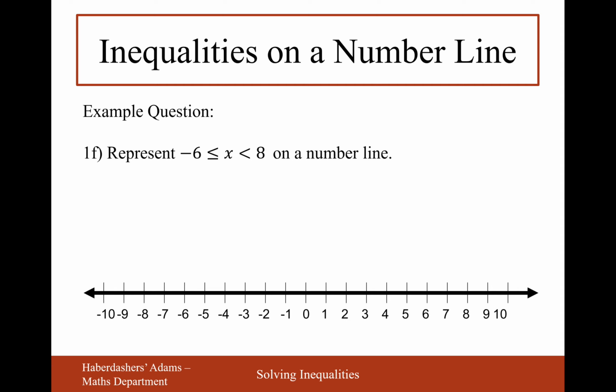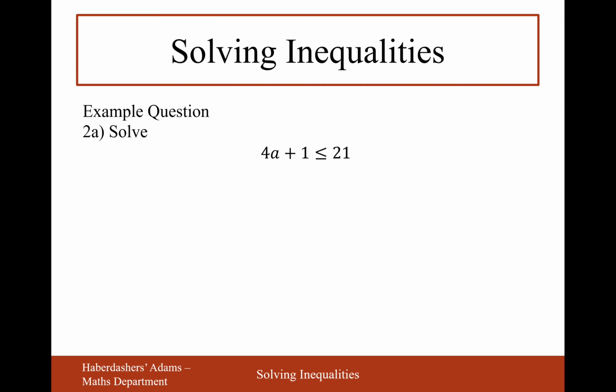Moving on to the next one, minus 6. It could equal minus 6, so I'll have to colour in my circle at that point. But then up to 8, it can't be 8, so I'll just leave my circle empty, and I'll connect the two points together. Okay, so there we are. That is the summary of how to colour in a number line with inequalities. Let's now move on to solving inequalities.